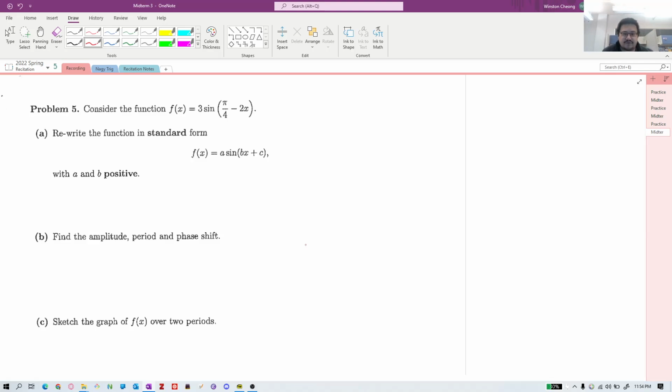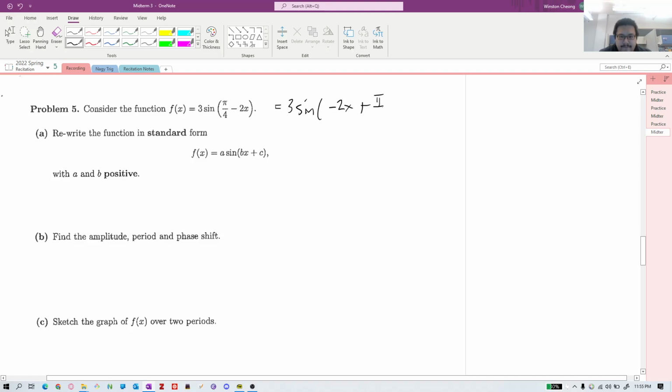Right, so this one, rewriting this trig function into standard form. The first thing I would want to do is rewrite it in a better order. Notice that the problem is being a little tricky. It puts the x part at the end, which I don't like. So I want to see it like this. The thing is that you have a equaling 3 and b equaling -2. C is the pi over 4, but we don't need that for putting things into standard form. Notice that A is positive, B is negative.